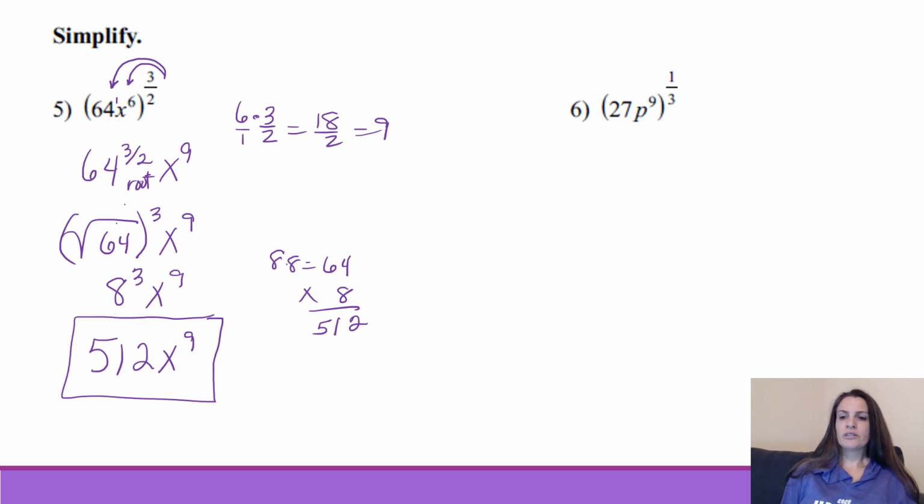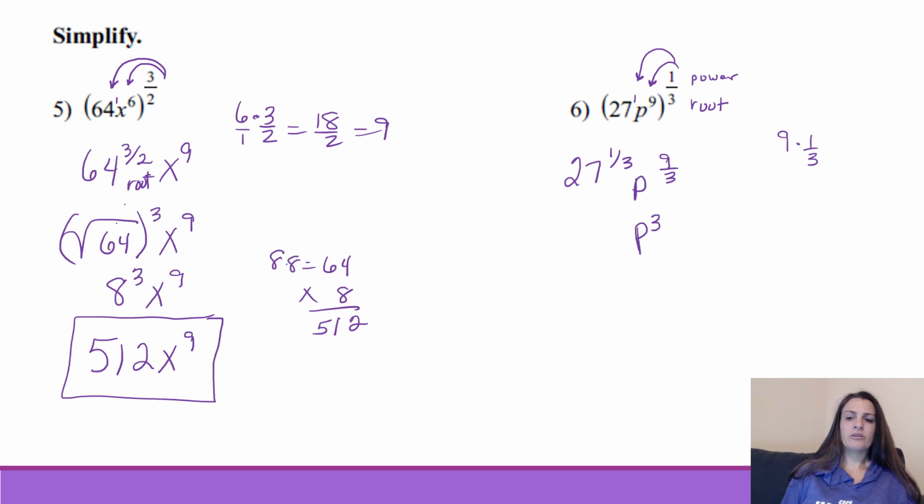All right, example 6, we are going to take the third root, or the cubed root, of 27p to the 9th raised to the first power. So we're going to, again, multiply that power inside to each of the terms. 27 already has a power of 1, so 1 times 1/3 will give me 27 to the 1/3 power. P to the 9th times 1/3, so 9 times 1/3, that would give me p to the 9/3, and then we can simplify that to become p to the 3rd. Don't forget your 27 to the 1/3 power.